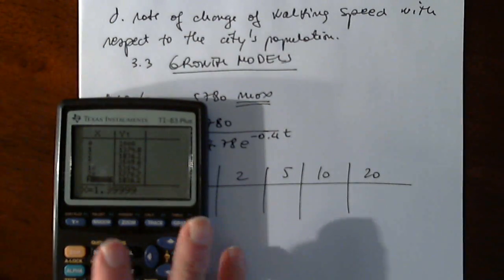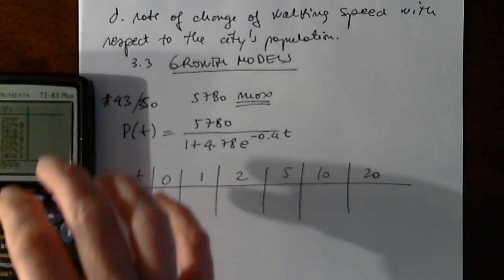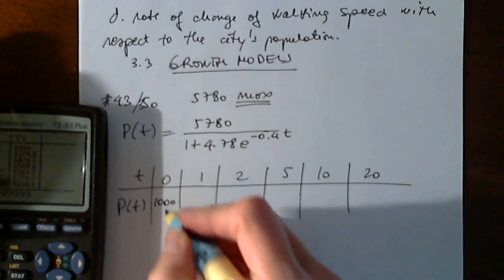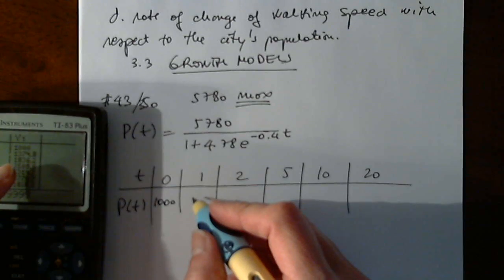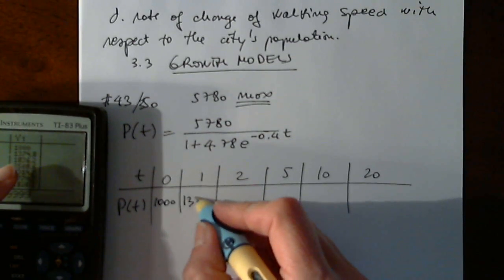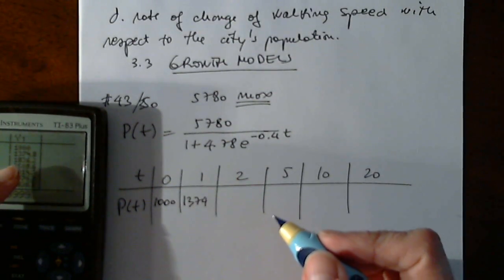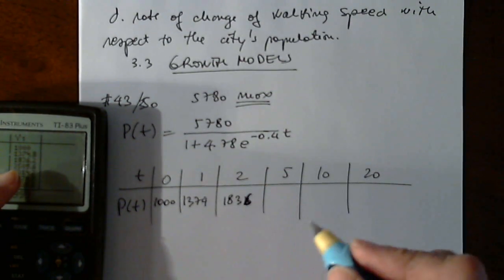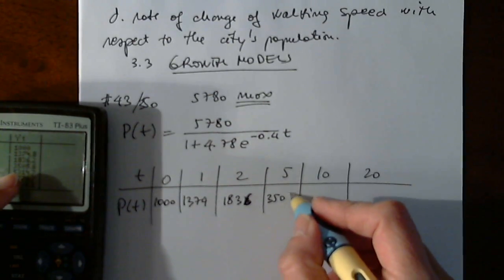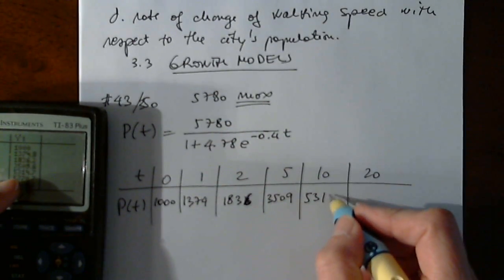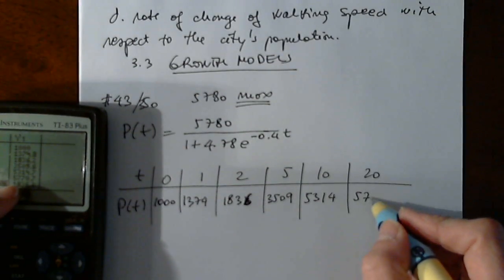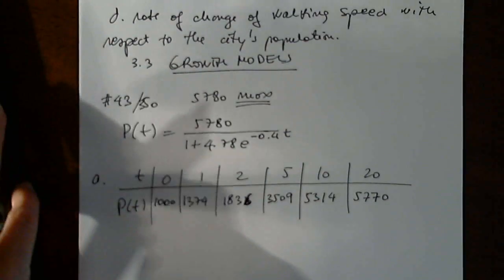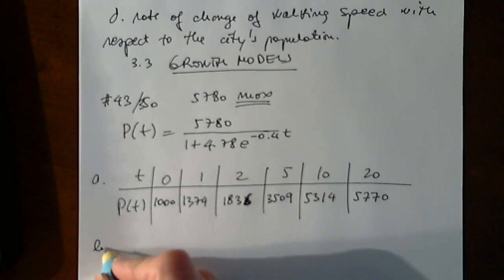So here's what I got. For 0, 1,000, as we expected. We knew that from the beginning. For 1, 1374. I cannot round up the number of people. 1836. 3509, 5314, and 5770. Okay.